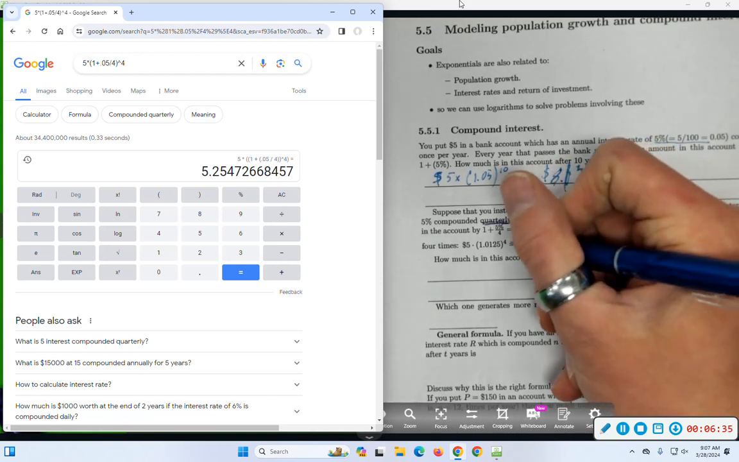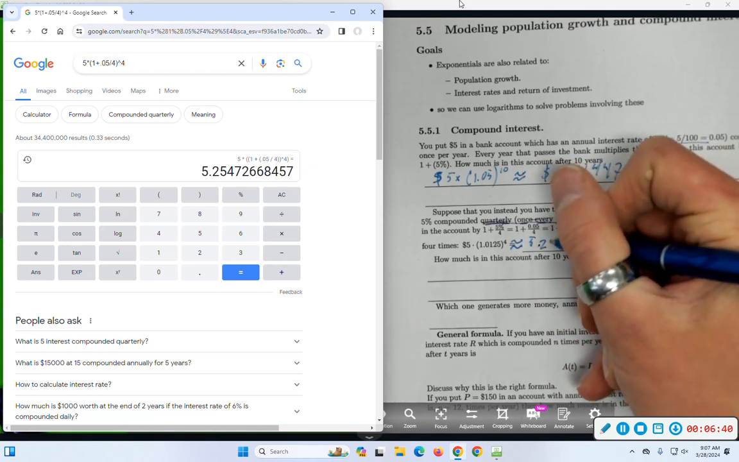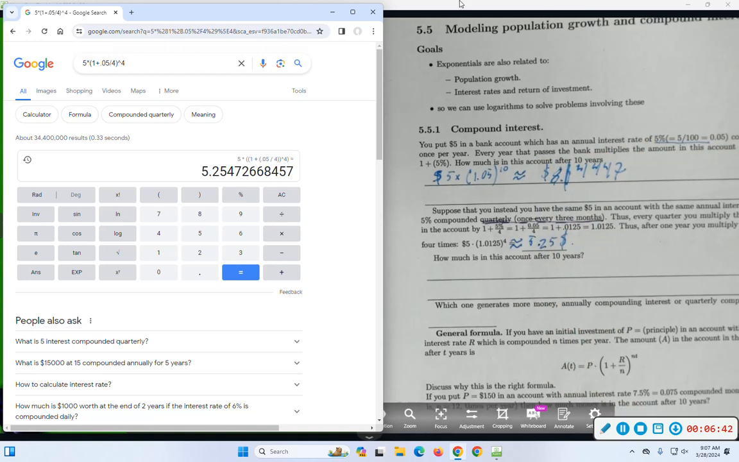About $5.25. And I know the dollar is for some reason supposed to go at the beginning of the number instead of the end, but the justification for that was never adequately explained to me, so I'll put it where I put it. We feel good?